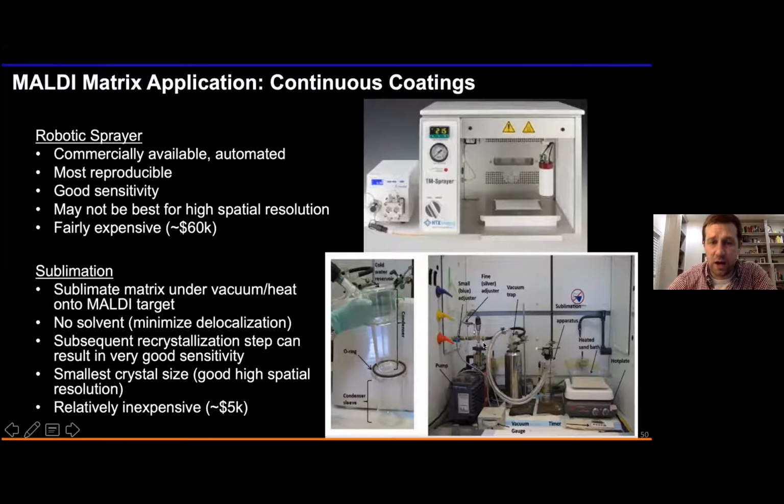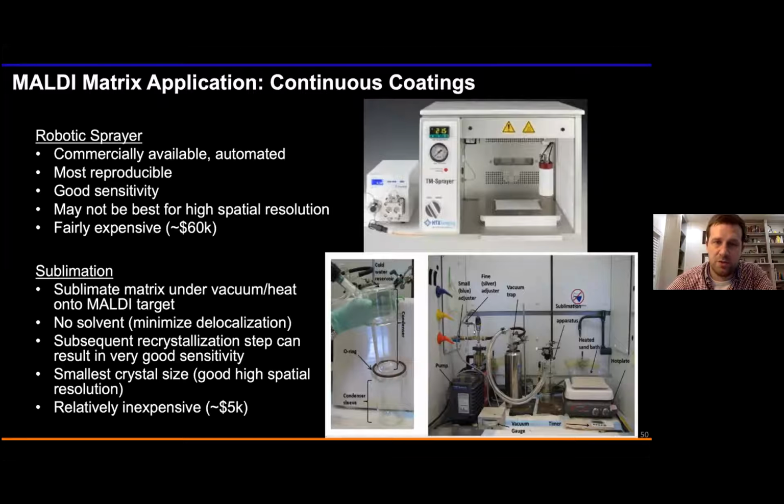This is a very dry approach. You're just using sublimation to generate a gaseous form of a MALDI matrix and deposit that onto a tissue surface. But it's very good for high spatial resolution. It still is quite good in terms of sensitivity, and that very dry nature can be combated with some downstream sample preparation effects.